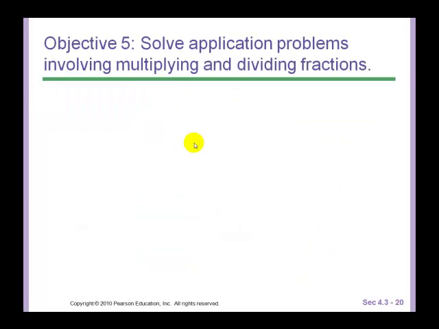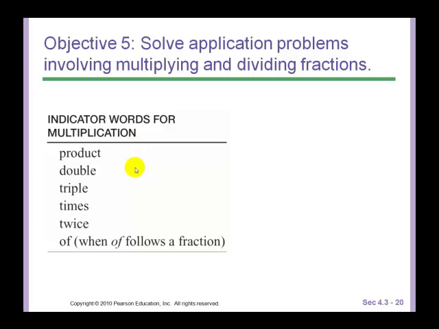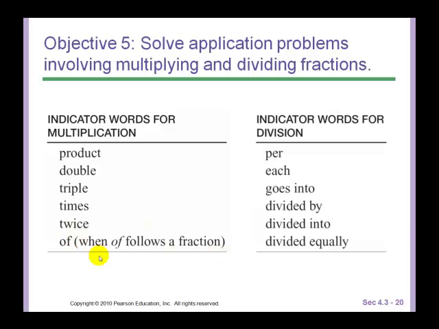Our last objective, solve application problems involving multiplying and dividing fractions. We have a few key words. Indicator words for multiplication are product, double, triple, times, twice, or of. Generally speaking, we'll see of most often. But be careful, sometimes of is there for other reasons. So generally if you see a fraction followed by of, that's when they're talking about multiplication. Most of our problems are going to involve that word.